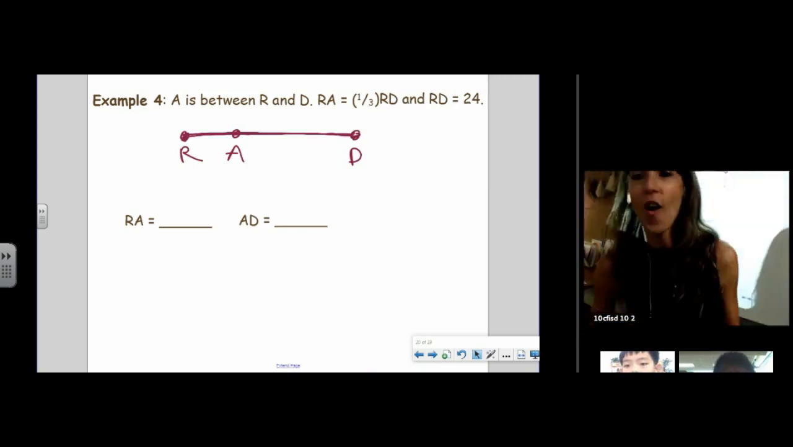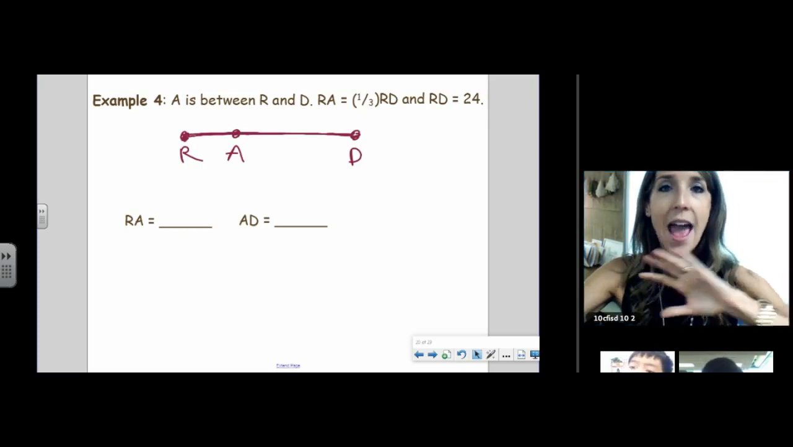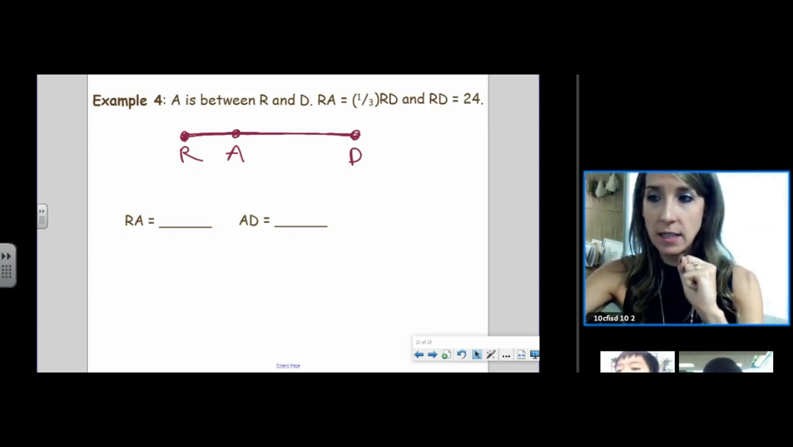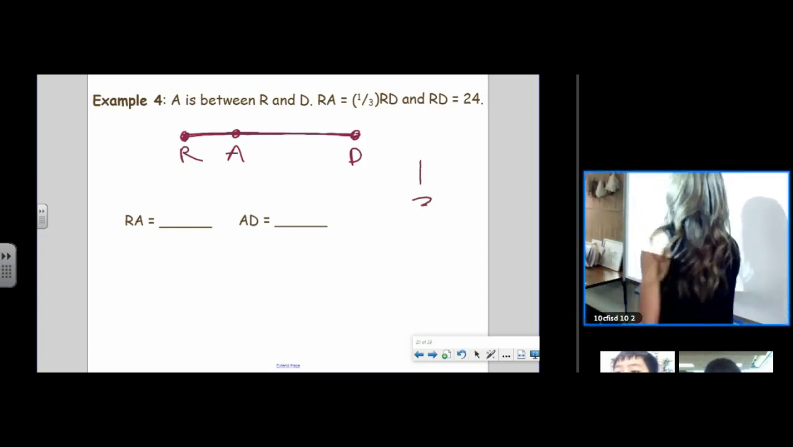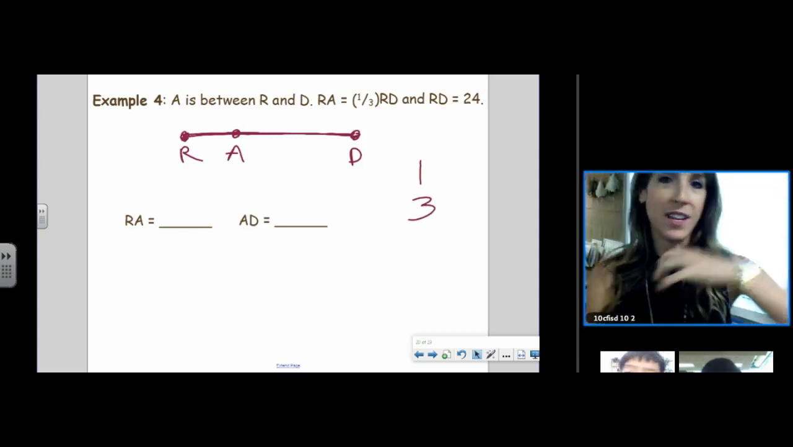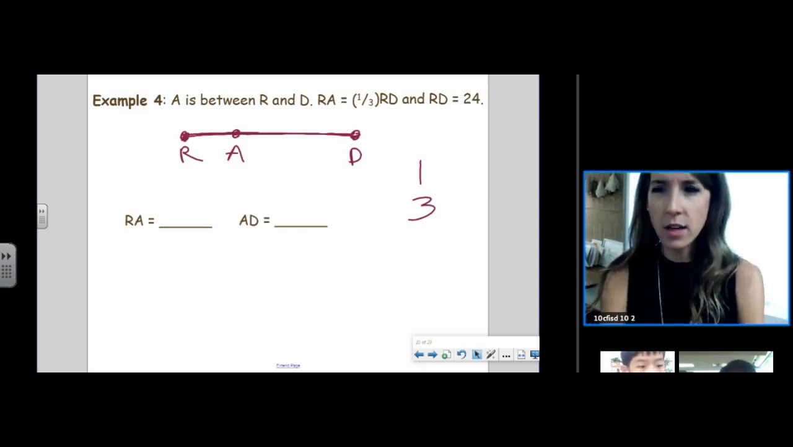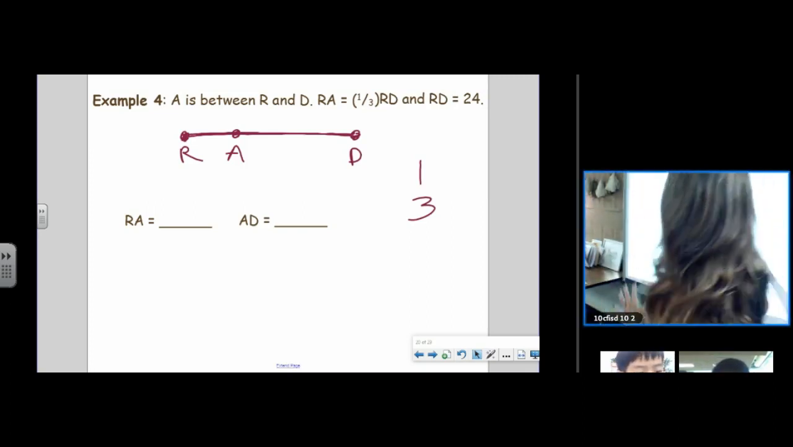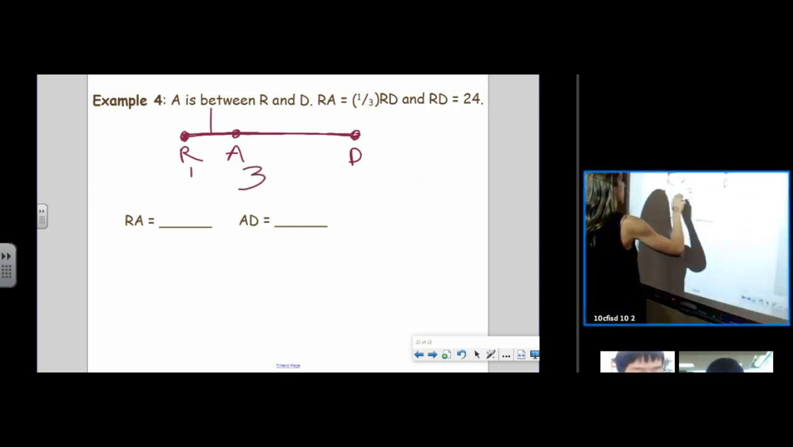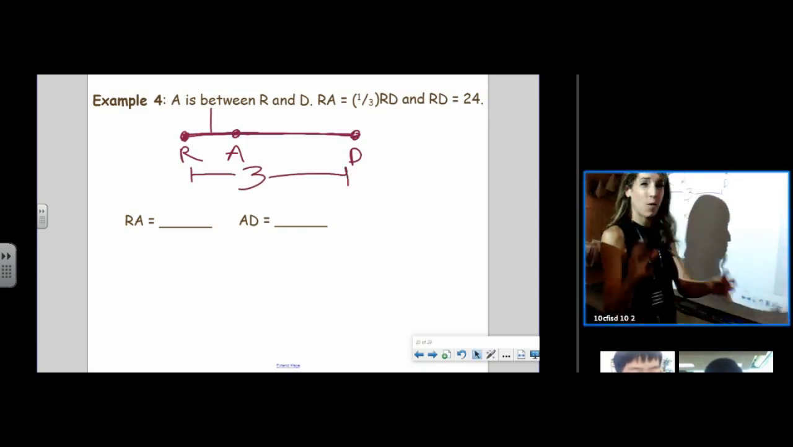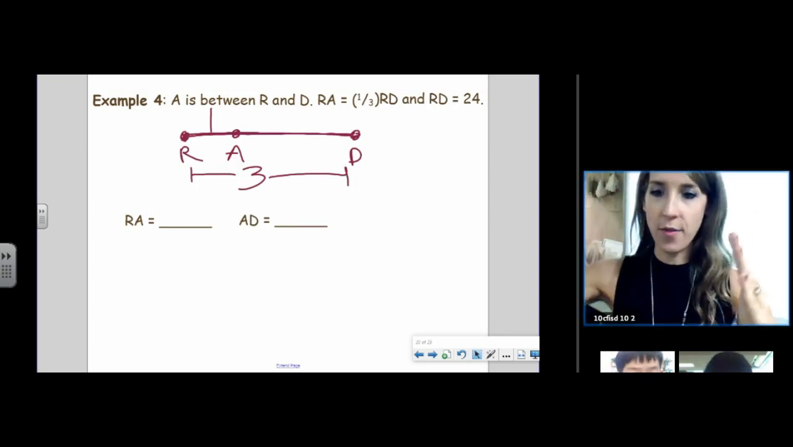Okay. RA is 1/3 RD. Oh, let's stop right there. Never put a fraction onto your segment. Instead, I want you to split up the 1 and the 3 and decide where they go separately. Don't put the fraction on your segment. RA is 1/3 of RD. So RA is 1 out of 3. So RA gets the 1 and RD gets the 3 because it's 1/3, 1 and 3.